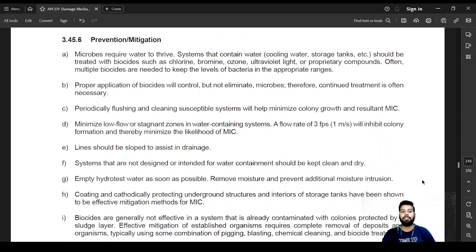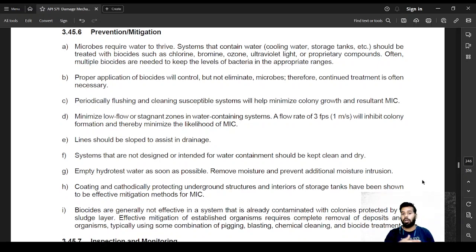Prevention and mitigation: microbes require water to thrive. Systems that contain water should be treated with biocides such as chlorine, bromine, ozone, ultraviolet light, or proprietary compounds.